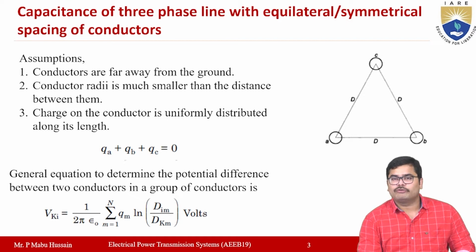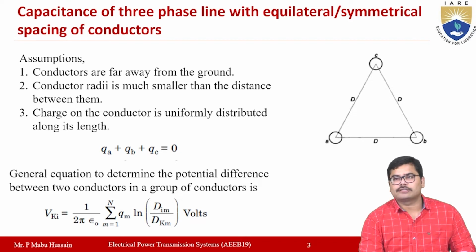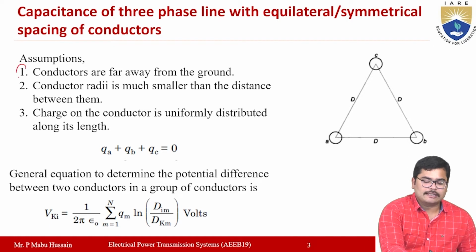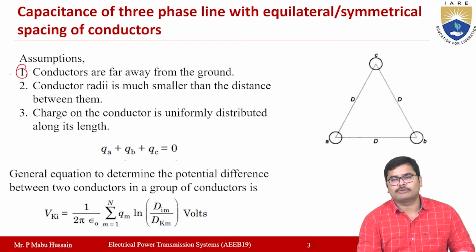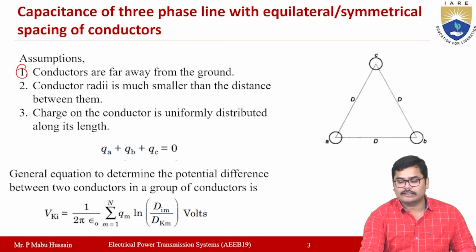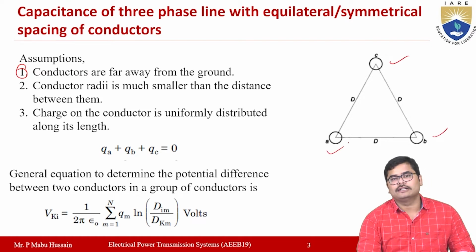Now before we find the capacitance between any two transmission line conductors, you need to take some assumptions. So the first assumption is that the conductors are far away from the ground. So all the three conductors in a transmission line system are such that the distance from ground to the conductor must be very high. That means the clearance between the conductor and ground must be high, so that we can neglect the effect of earth here.